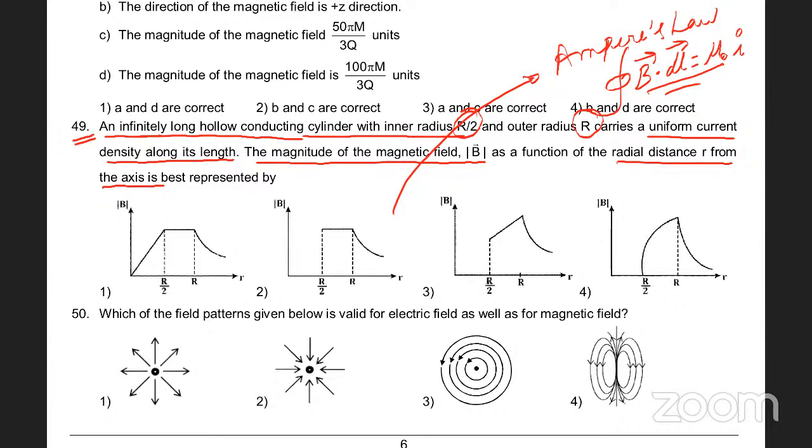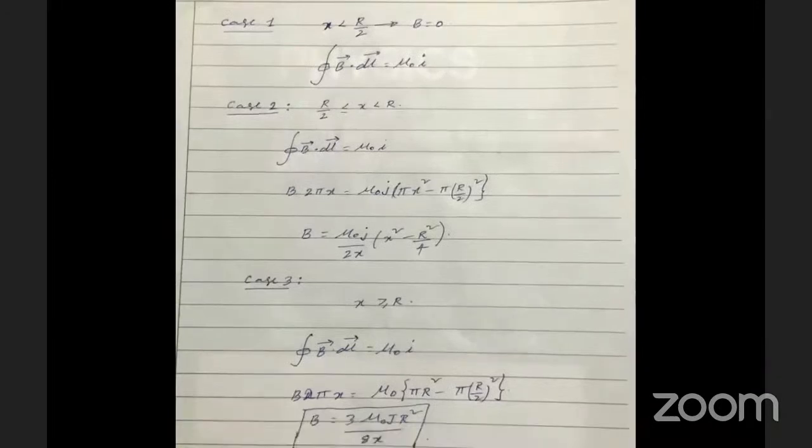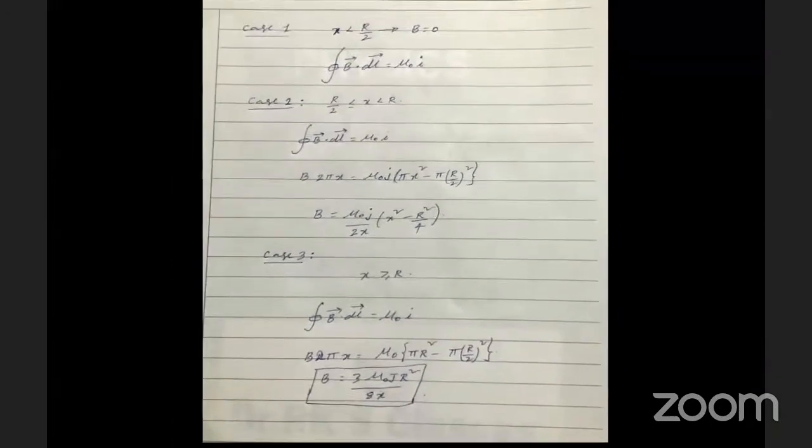So let me explain this. Look at this one. See here, first take case 1. When x is less than R by 2, since no current is enclosed, B is 0 according to Ampere's law.